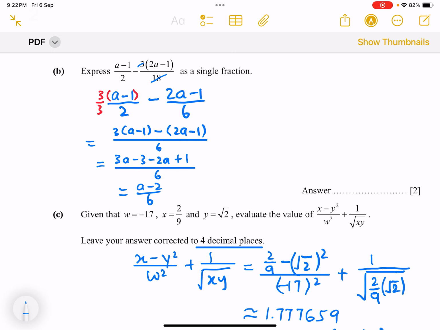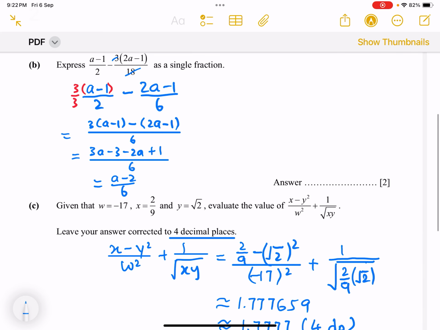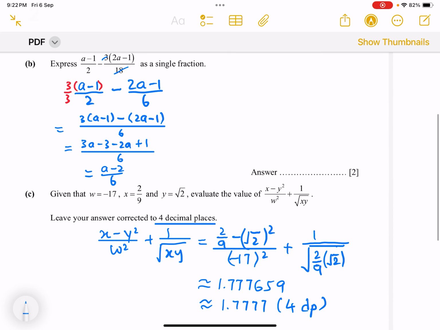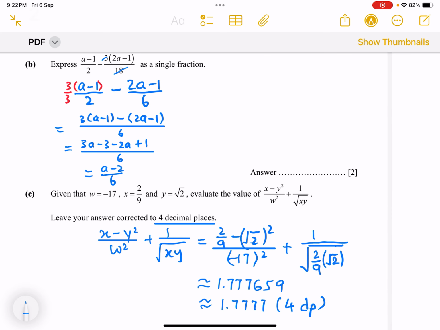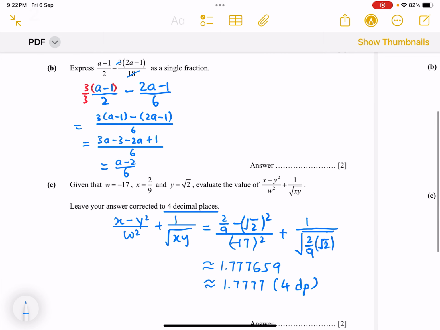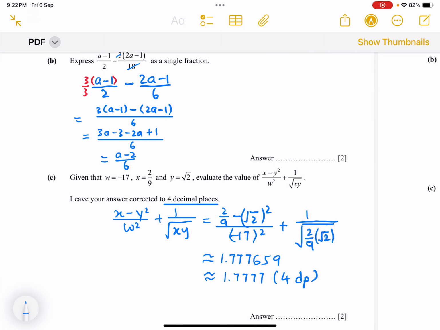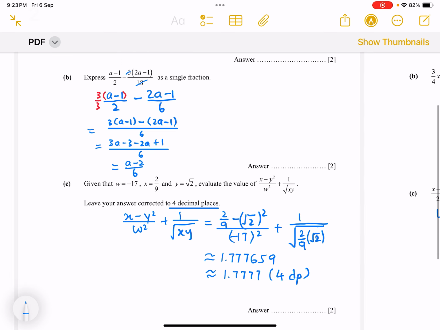The next sum is a sum on substitution. So here we use brackets to substitute the values. Just put in the values into the expression there. Use your calculator, and then you can round it to 4 decimal places as required. Key into the calculator exactly as you see the substitution. Right, now let's move on.